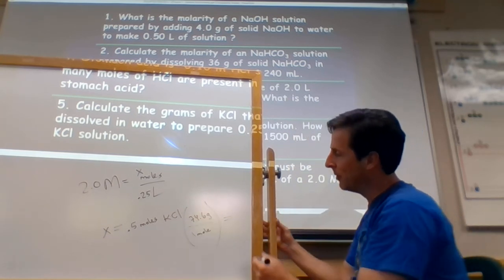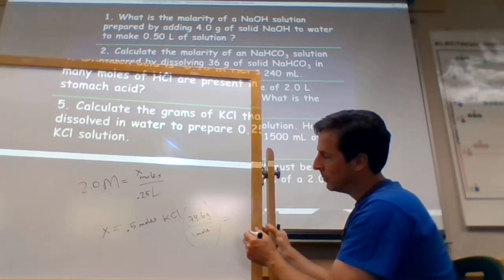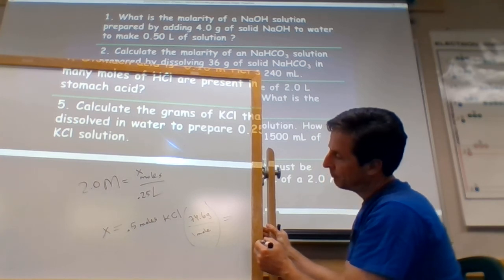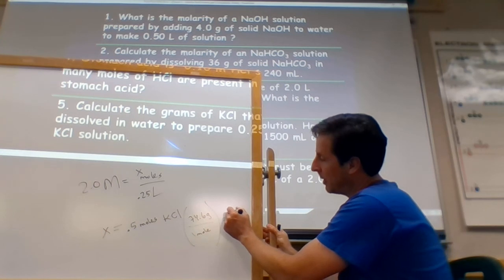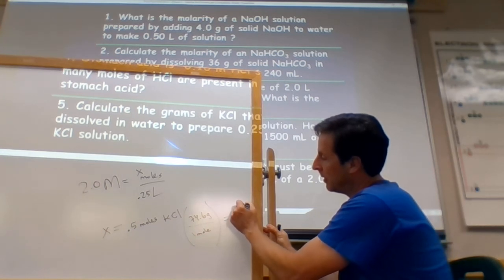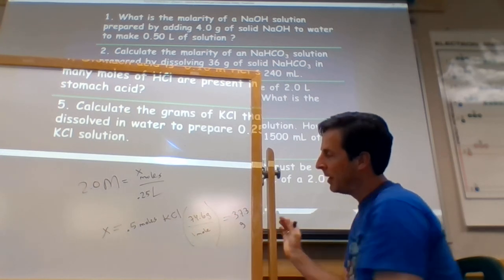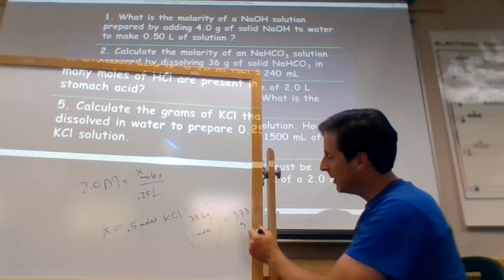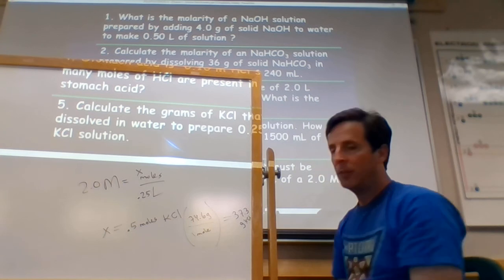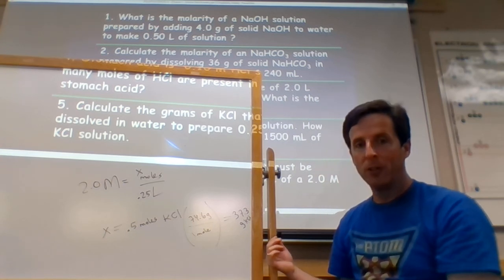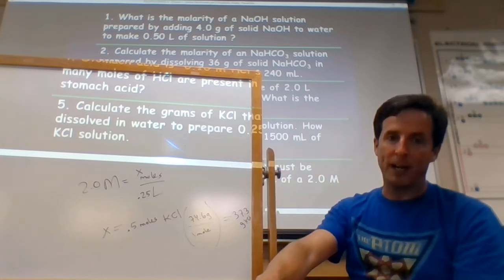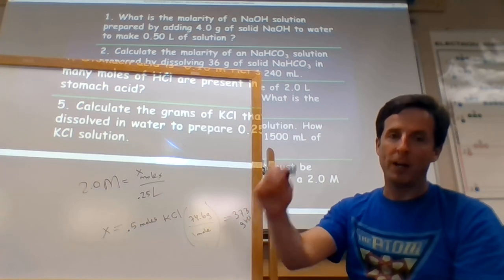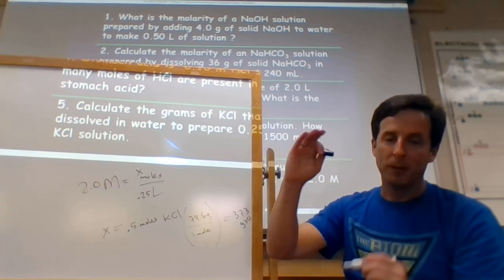If I multiply those, I believe that gives you 37.3 maybe. I may be wrong, but it's 74.6 times 0.5. That would be the grams of the KCl that I would need to weigh out, put into the 250 milliliter flask, fill it up halfway, shake it, fill it up to the top, and I've got my solution.